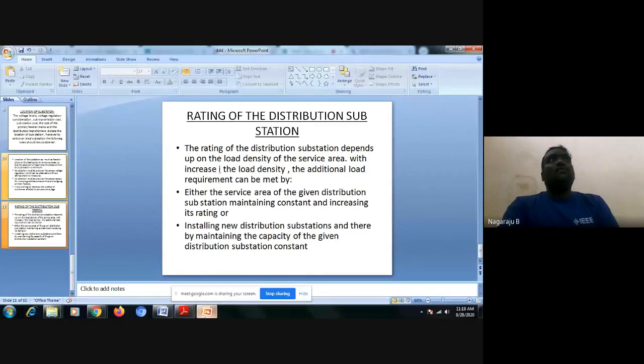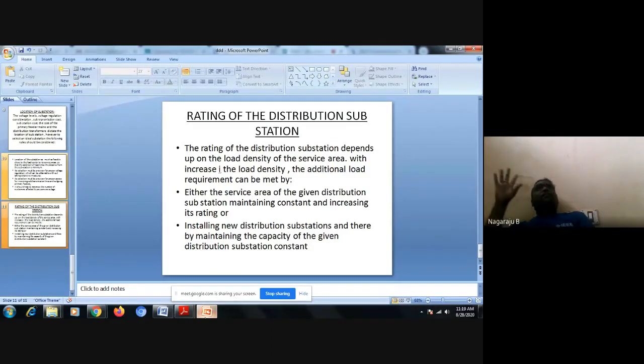After that, you need to rate a substation. That rating depends on the load density of the service area. Each and every substation is classified into a feeder pattern. In practice, we have the four feeder pattern and the six feeder pattern. Four feeder means each service area is served equally, with a square shape formed. Four feeder pattern, or square shaped feeder, you can have.